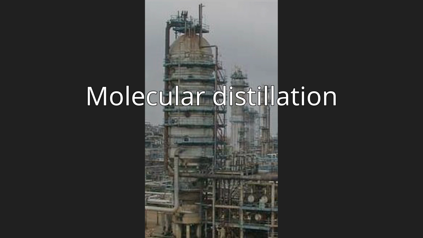Thus, a short path between the hot surface and the cold surface is necessary, typically by suspending a hot plate covered with a film of feed next to a cold plate with a line of sight in between. Molecular distillation is used industrially for purification of oils.